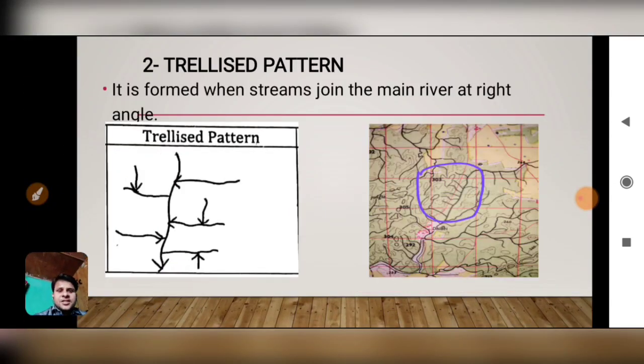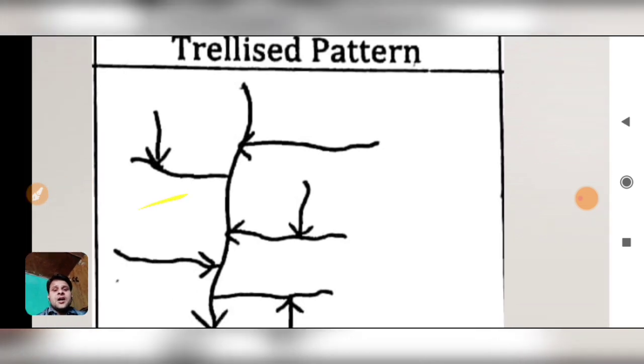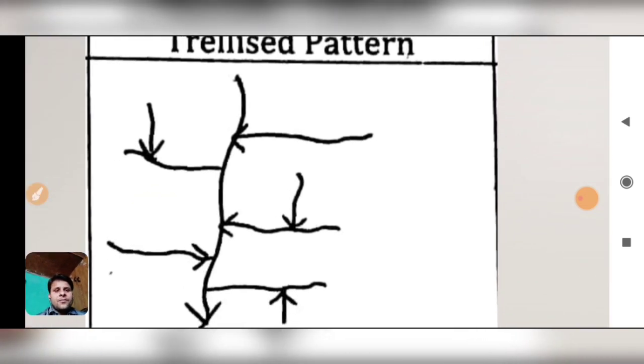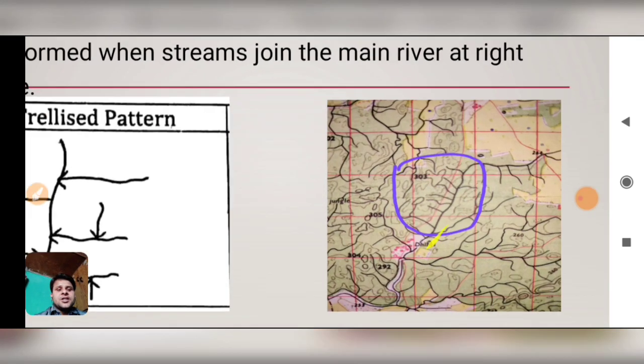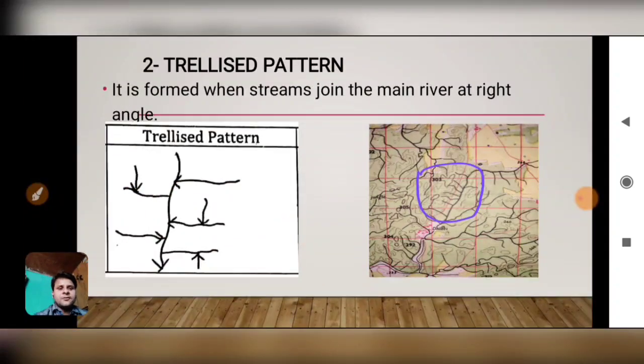Next pattern is the trellis pattern. This type of pattern occurs when the streams join the main river at a right angle. You can see there is a main stream and the streams are joining at a right angle. In the topo sheet, it is represented in this manner. We can identify very clearly this type of drainage pattern, which is known as the trellised drainage pattern.